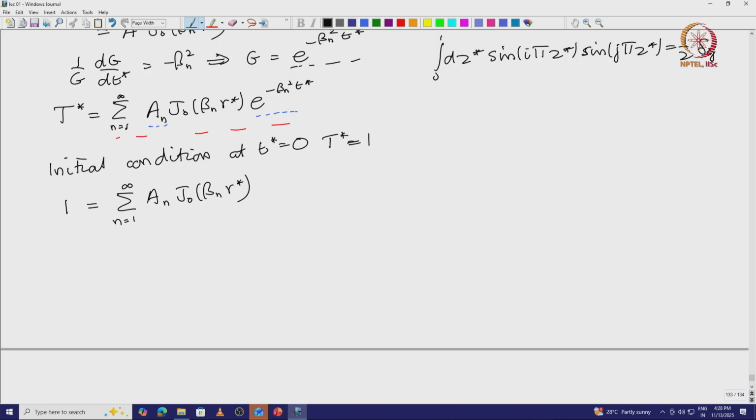Okay. A similar orthogonality relation applies for the Bessel functions as well. The orthogonality relation is of the form integral from 0 to 1 of r star dr star, or let me, for clarity, write this as r star dr star, J naught of beta n r star.